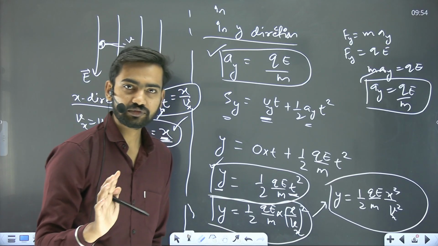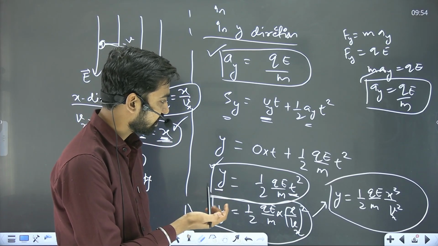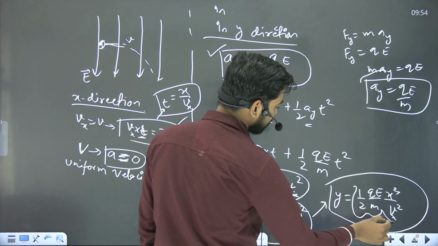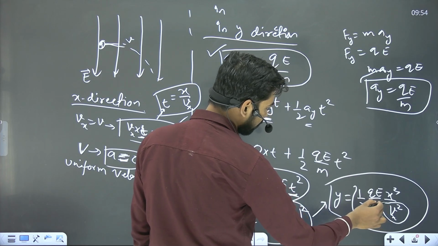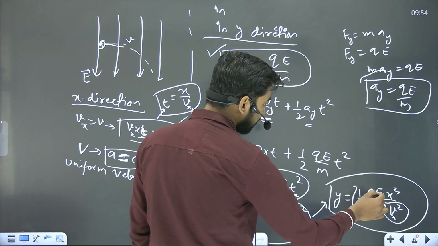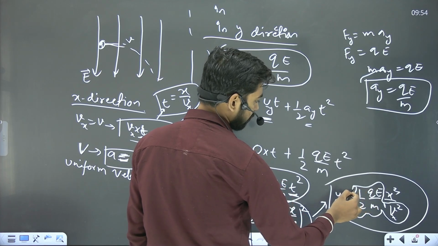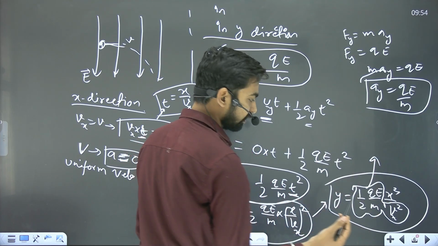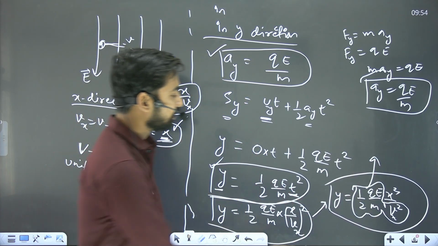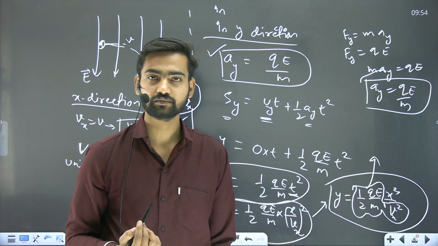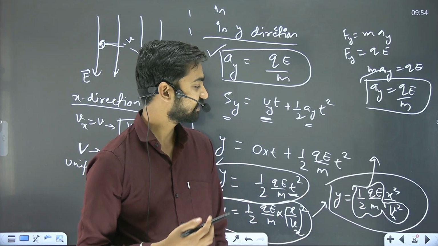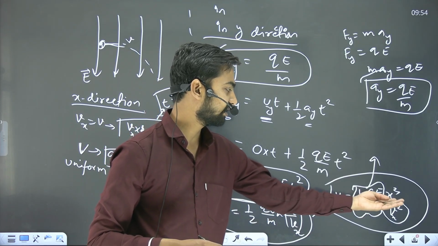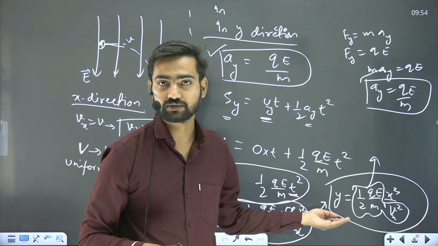And if you look at this equation, you will find that the 1 by 2 is constant, mass is constant, velocity in the horizontal direction is uniform, so it is also constant, the electric field was constant, and charge is constant. So the entire thing is a constant, except x and y. If I change x, then it gives me a relation that whenever you change x, there will be some deflection in y also.